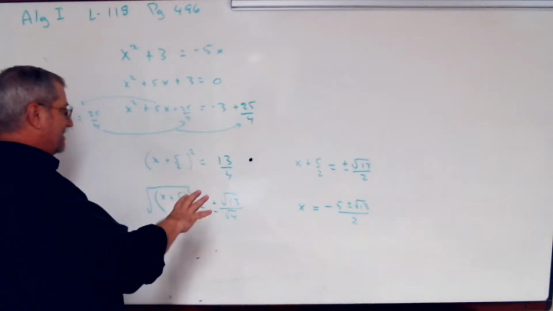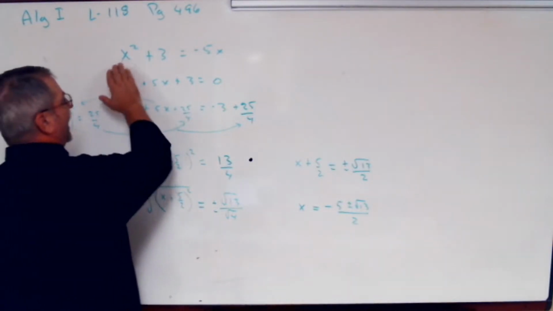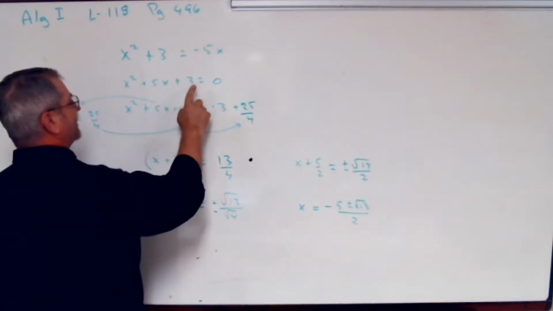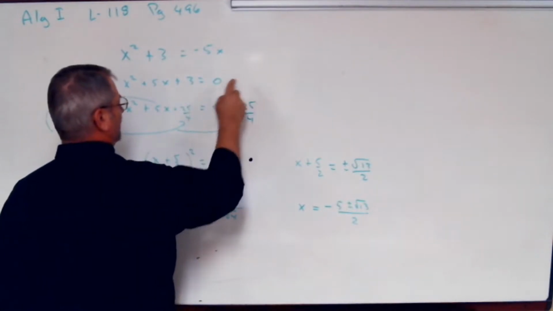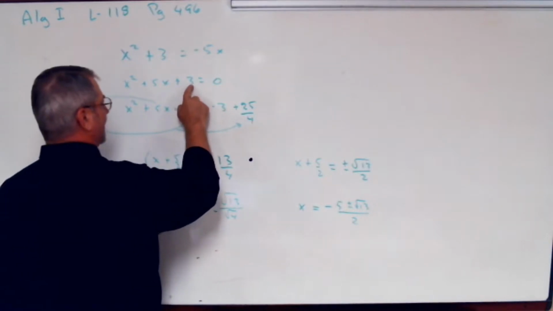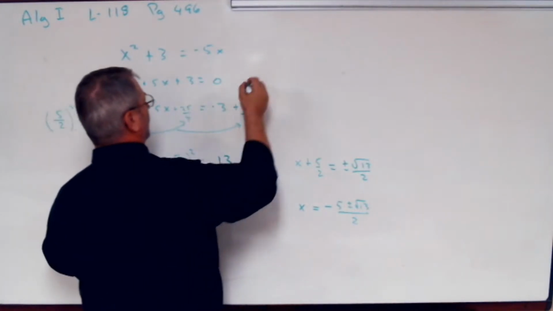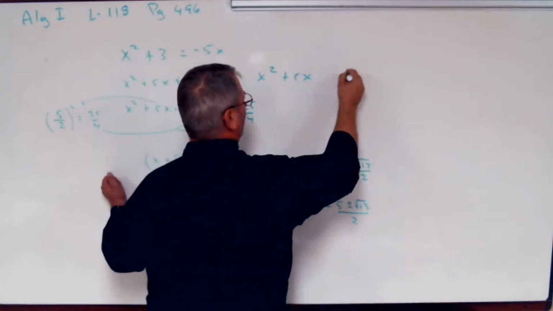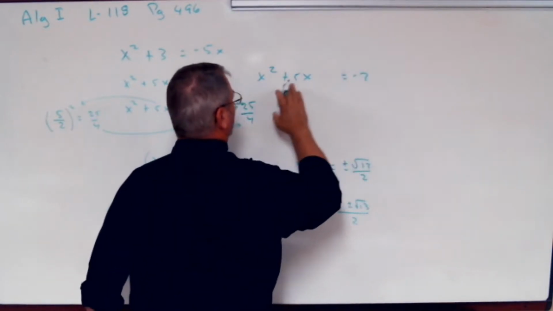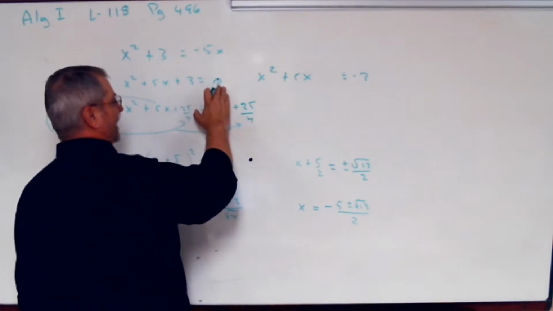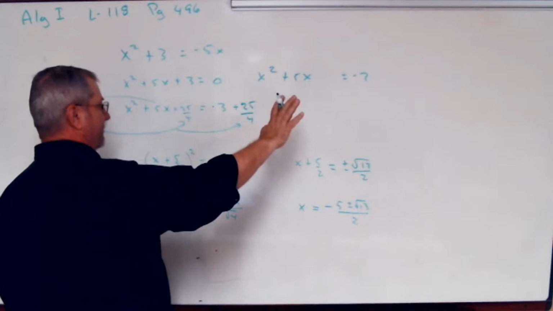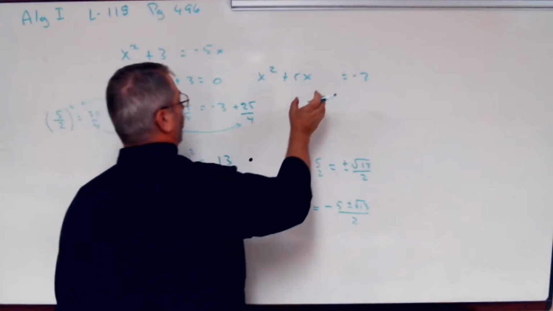This is the process. So we start, it has to be in descending order equal to 0. First step is take the 3 to the other side. We have x squared plus 5x, and we leave a hole there, equals minus 3, like that. We take the constant to the other side. If it's plus here, it's minus over there. If it's minus here, it's plus over there. All right? And we leave a hole open.